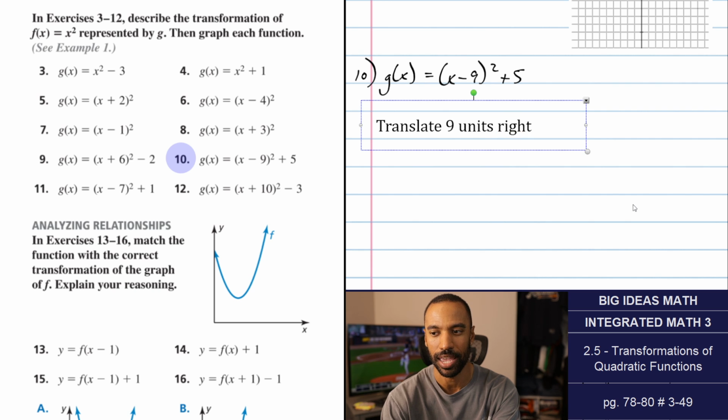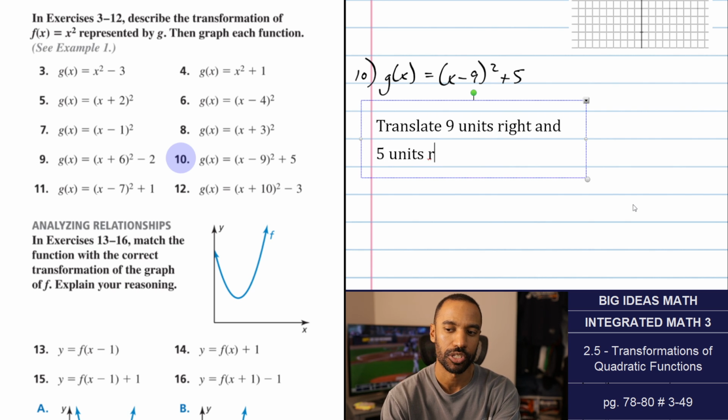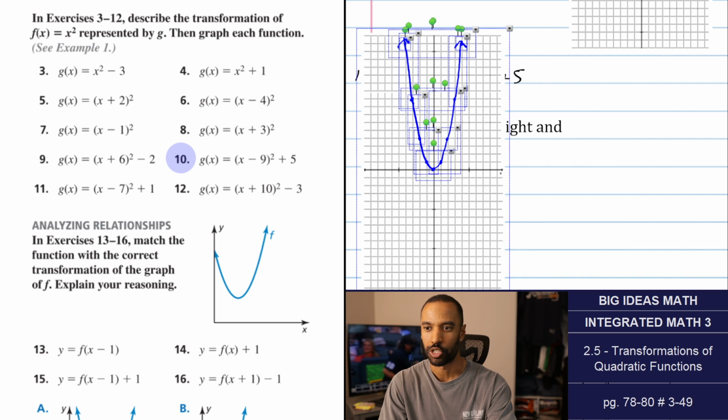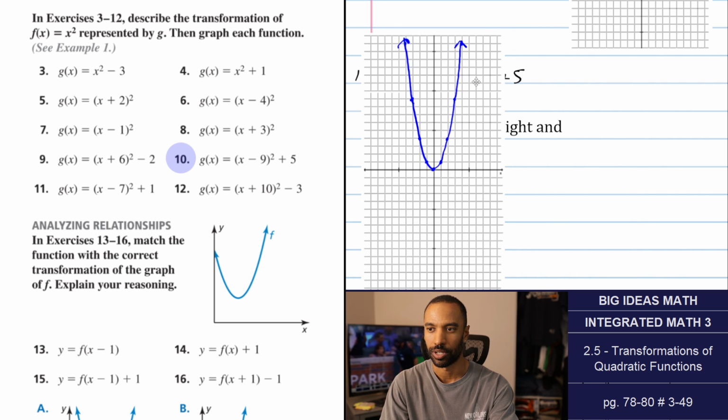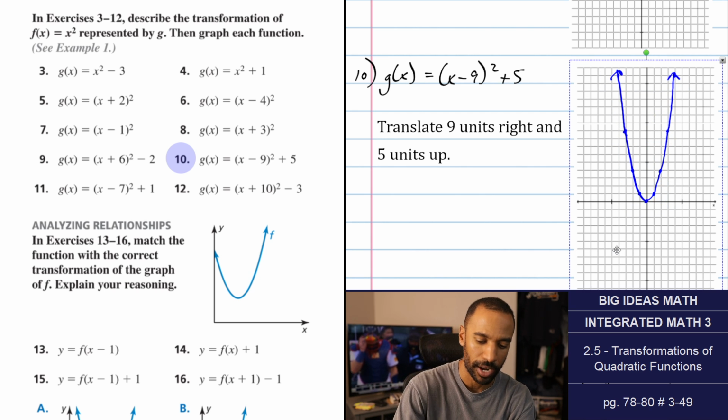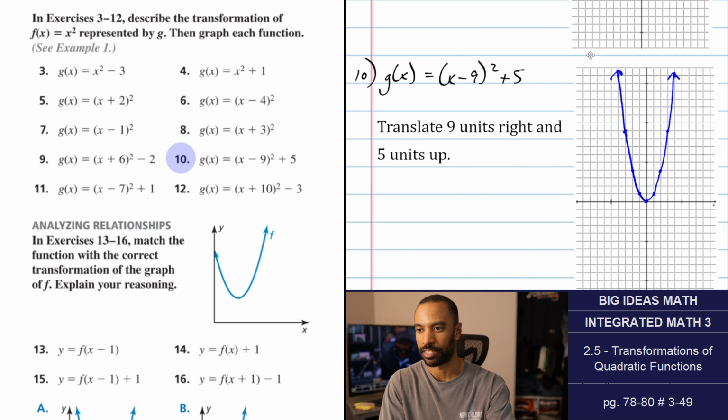Translate 9 units right and 5 units up. Honestly, I feel like in this way now people will be more prepared for doing what you're supposed to do with it here. Oh, shoot. Hold on. Let me try that one more time. Because of what I did in 2.1, you're more prepared for the fact I was going to do it now.